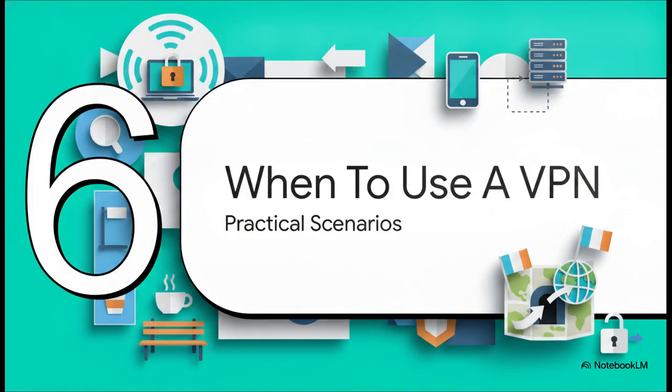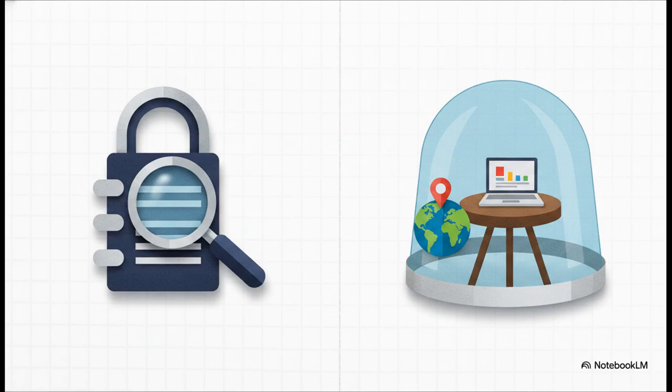Finally, Section 6. When to actually use a VPN in practical scenarios. All right, bringing this all back to reality. When is a VPN actually a game changer, and when is it just overkill? If your only goal is to stop your ISP from logging your DNS queries and building a weird profile on your habits, you don't necessarily need a full VPN. You can just use encrypted DNS, like DNS over HTTPS.